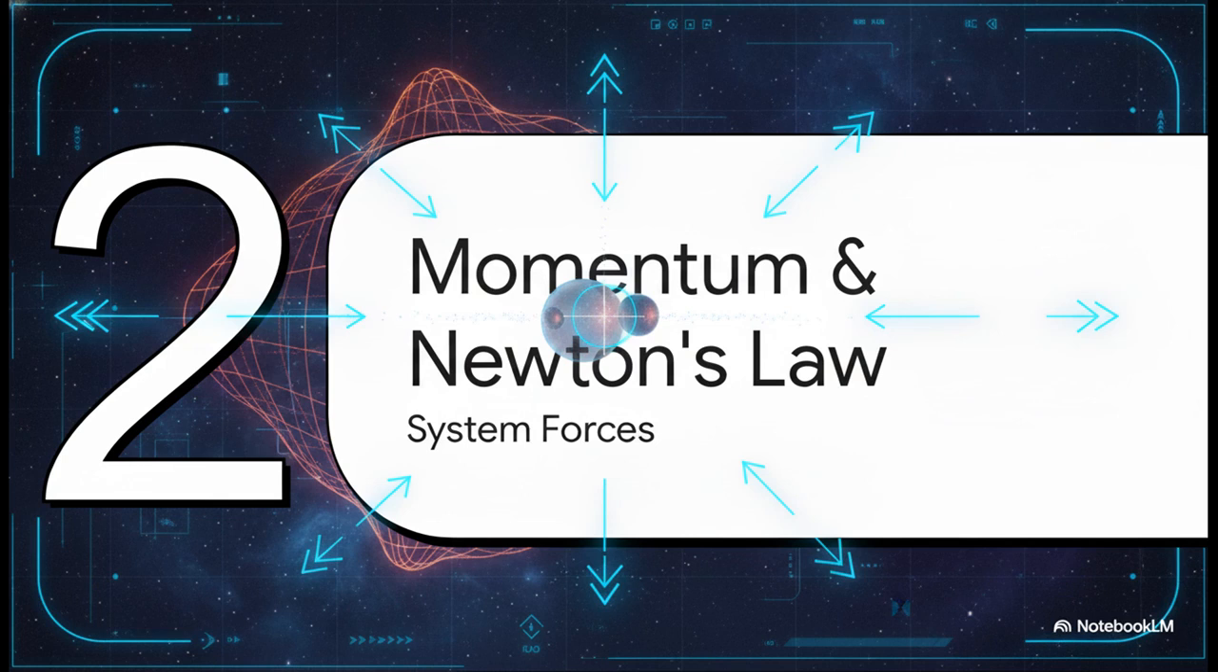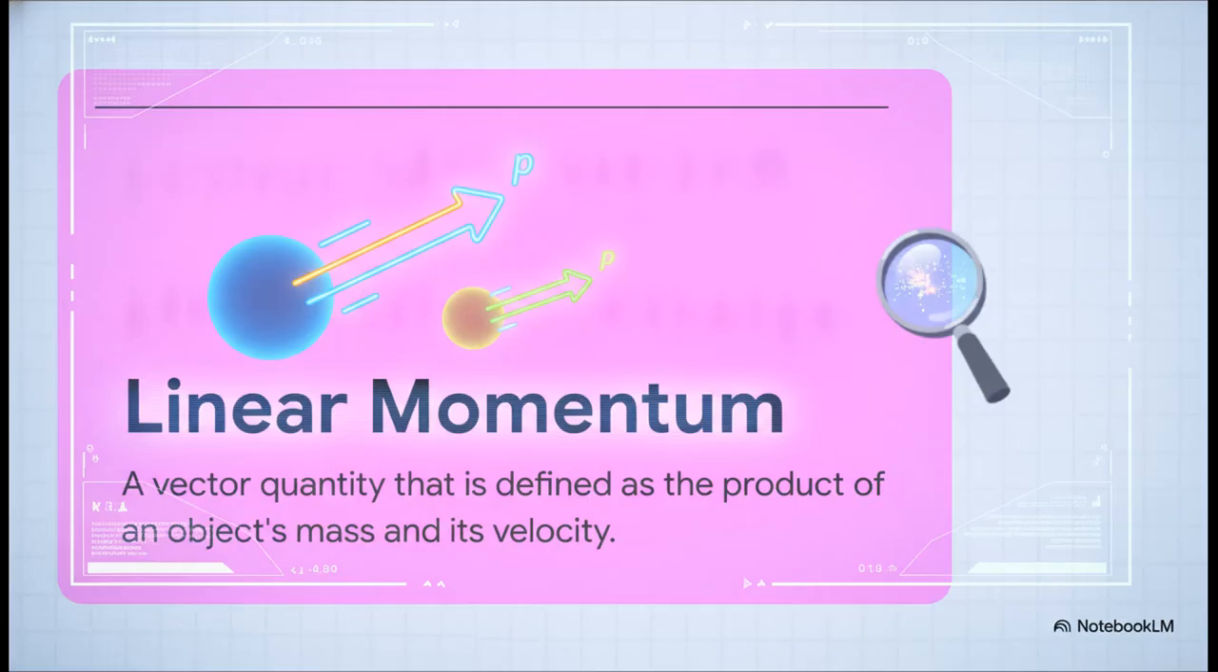Section 2. Momentum and Newton's law. Now that we've got our target locked, let's look at the forces actually driving it. To really understand movement, we absolutely have to talk about linear momentum, which physicists represent with the letter P. It's beautifully simple, just an object's mass multiplied by its velocity. In our mental HUD, you can visualize this as a glowing neon vector, an arrow, pointing exactly where the object is traveling and carrying the weight of the object's mass along with it.